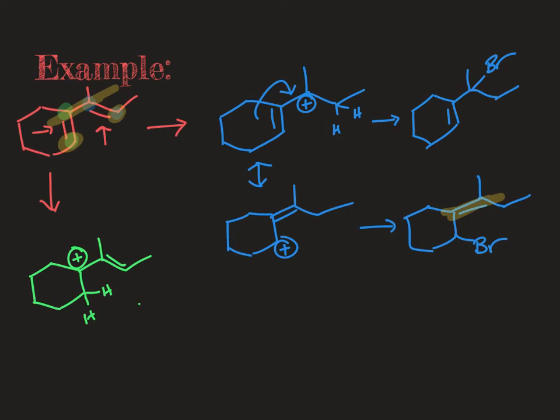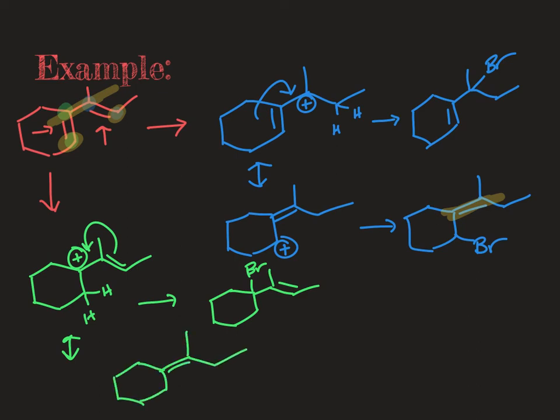So again, for 1,2, I can just add the bromine to the initial carbocation location. So there's the 1,2 product. I can draw a resonance structure. So I'm going to kick the double bond into where the positive charge is, which then leaves the positive charge out here on the right side. So that is where the bromine can add for the other possible 1,4 product.